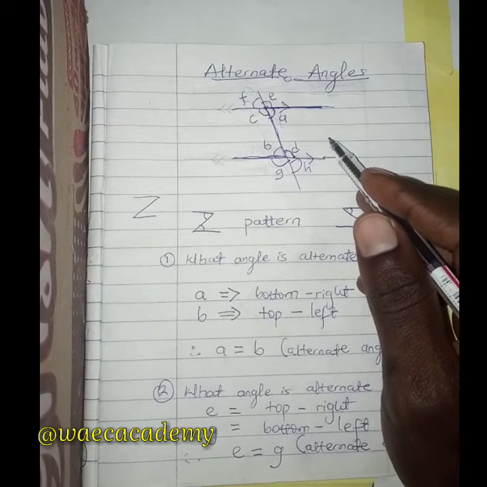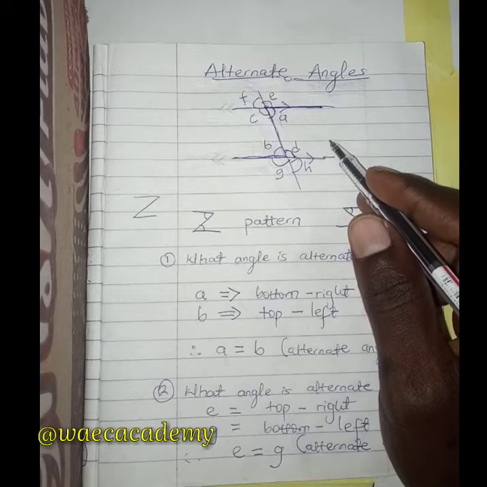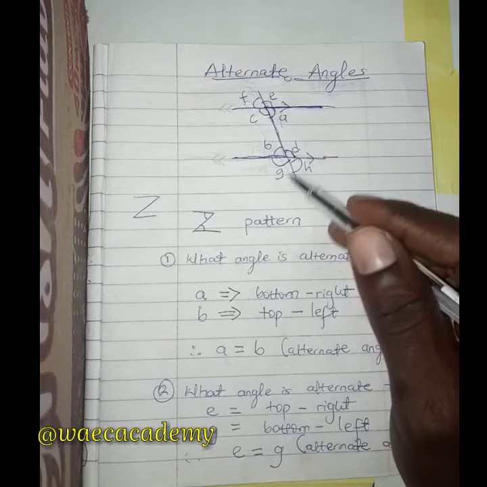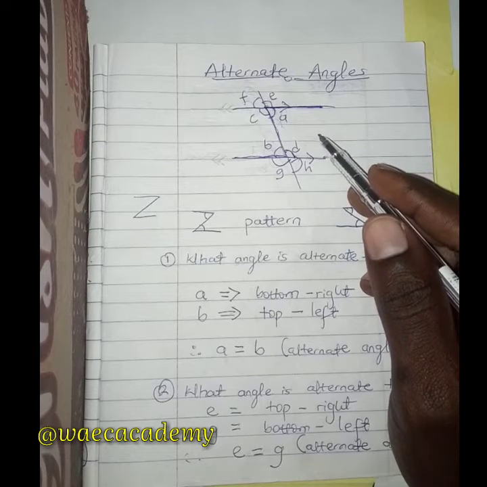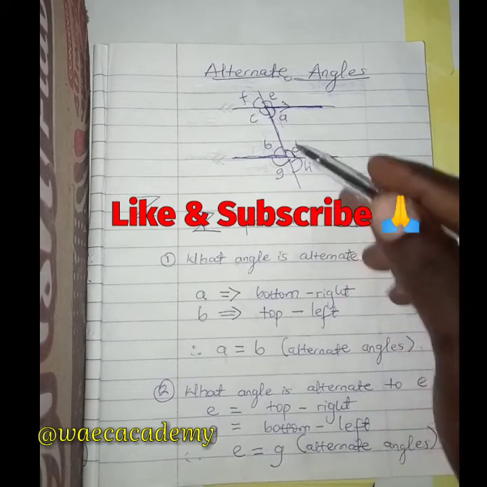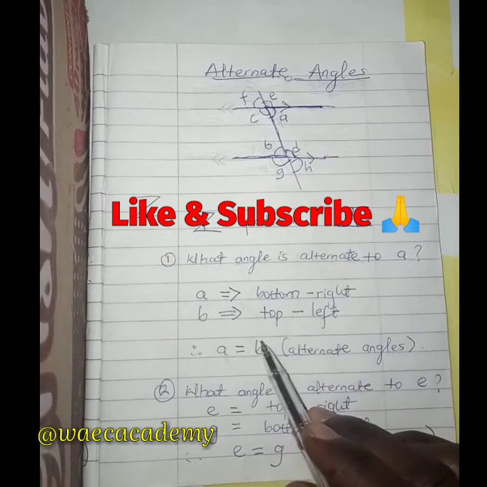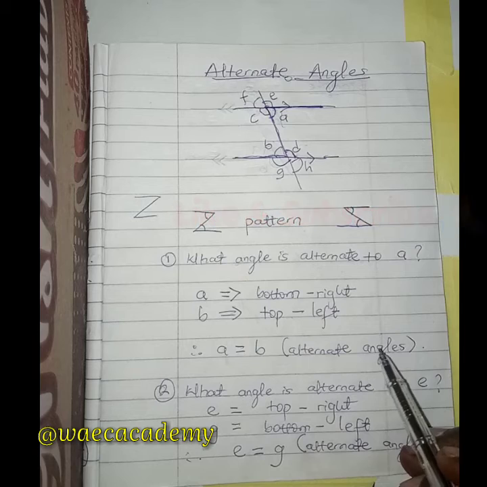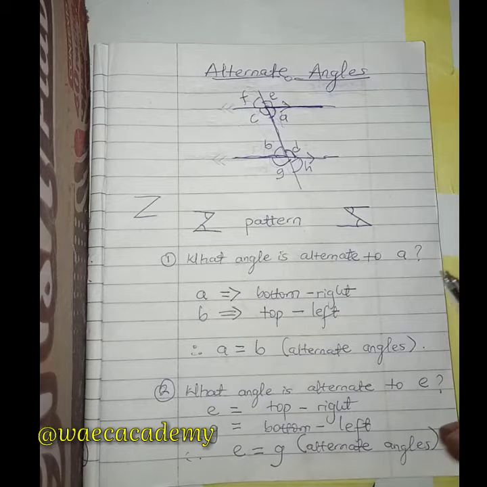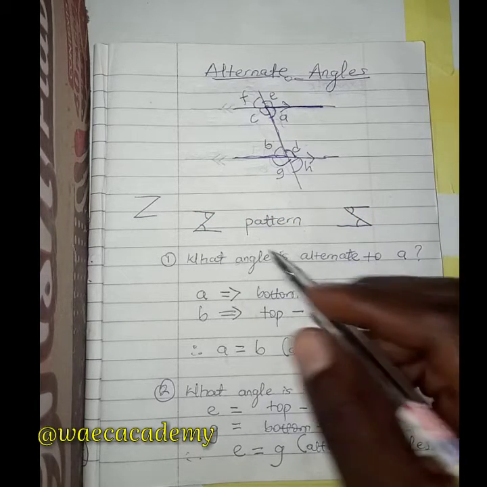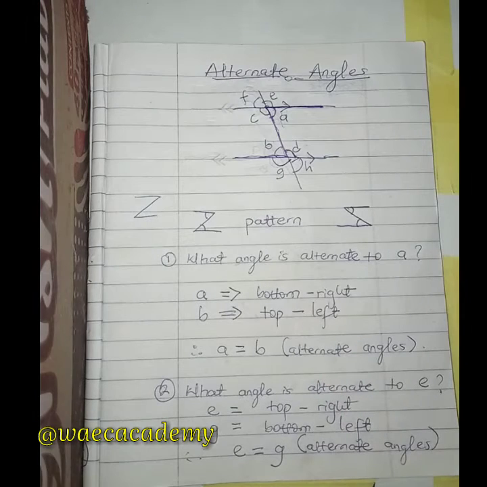So which means the angle that is alternate to A is going to be what? B. So you can see how we're able to get that. So therefore, A equals B. Alternate angles. Now, I decided that we can use that Z pattern to find the answer in this place. Instead of trying to calculate positions and all of that, we can just quickly use this one to figure out the answer and do it in time.